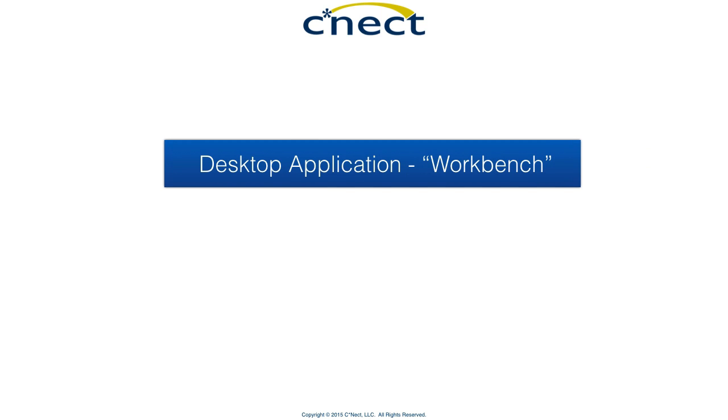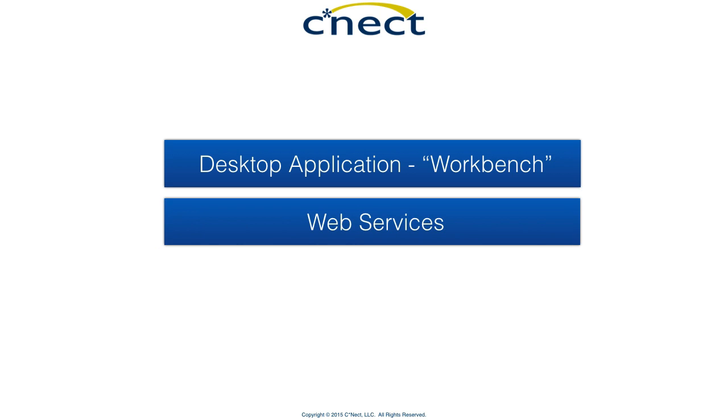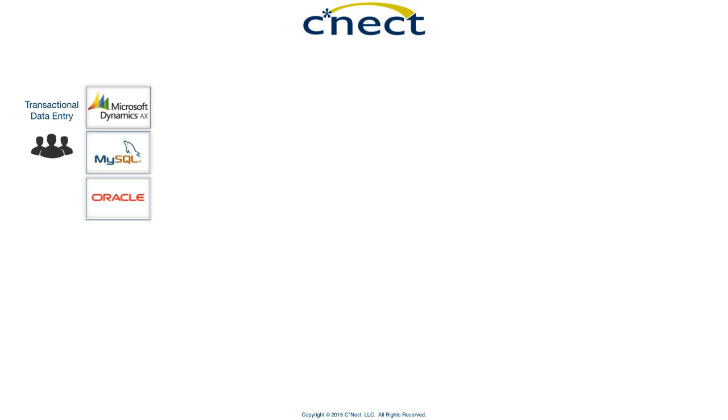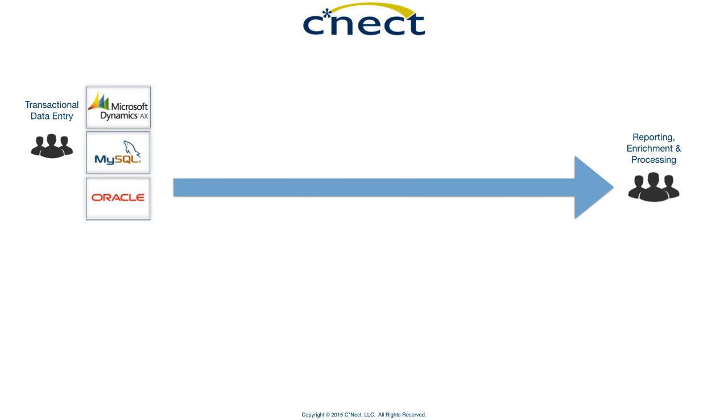CNect Platform is a three-tiered architecture that consists of a desktop application, which we call the Workbench, a web services layer, databases for storing application metadata, as well as user-generated datasets. CNect brings together data from external systems as well as any user-generated data that is contained within the CNect platform. It is pretty common for teams in other areas of the organization to use this data, typically in an aggregated form, from the transactional systems for things like reporting or other complementary processing.